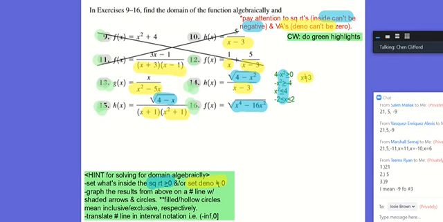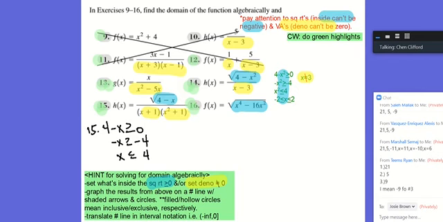Now remember, you cannot take a square root of a negative number. It has to be greater than or equal to 0. So 4 minus x is greater than or equal to 0, because it cannot be a negative number. I'm going to subtract 4 from both sides. I'm going to divide both sides by -1 and check this out. If you divide by a negative number, you have to flip the symbol.